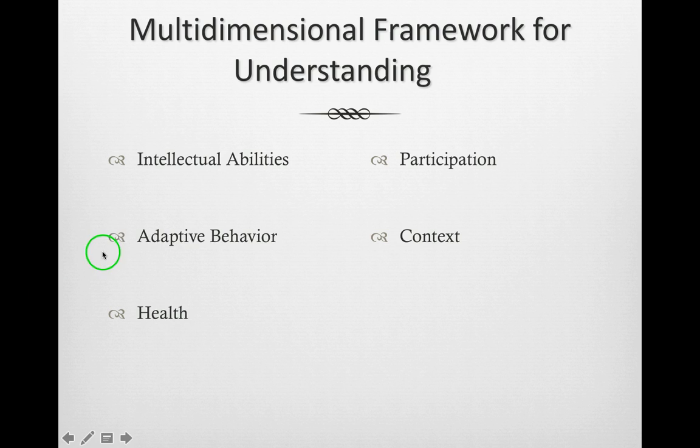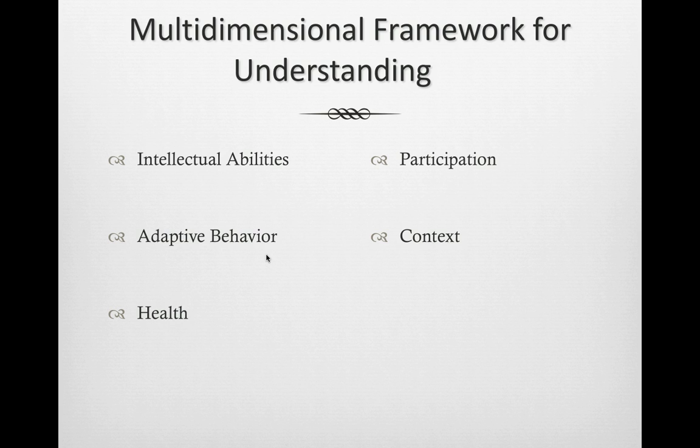The second one here is adaptive behavior. These are those conceptual, social, and practical skills that have been learned and are performed by people in their everyday lives. Those are the things that really get us through life. So conceptual skills are understanding functional academic skills. Social skills mean understanding how to interact with others, making sure that you have appropriate judgment, aren't too naive or gullible, and don't get taken advantage of. And practical skills are things like knowing how to tie your shoes, being fully toileted, and understanding how to navigate a building.